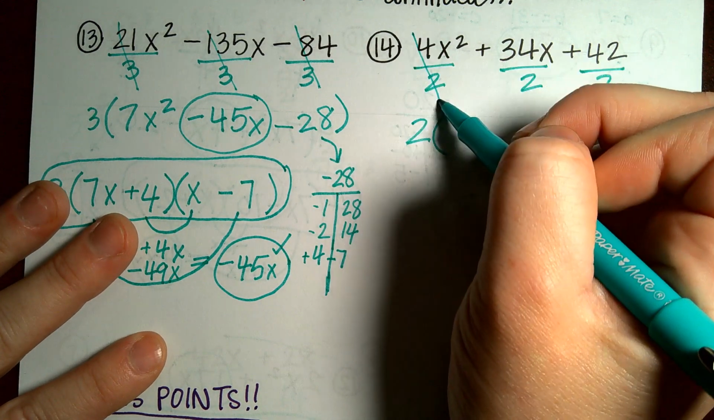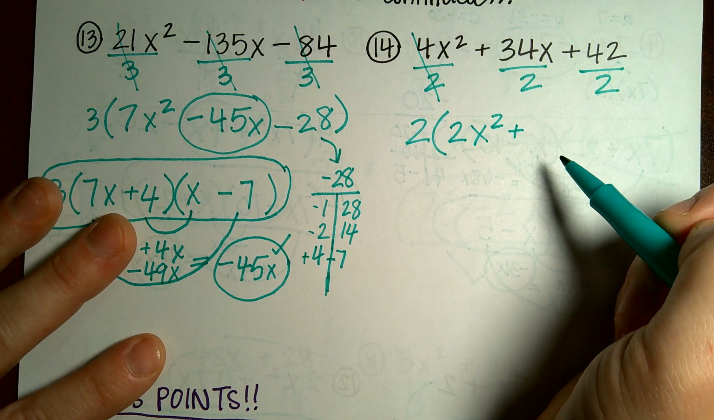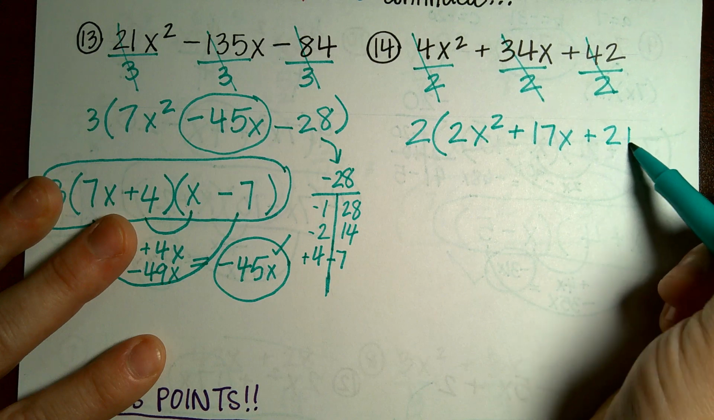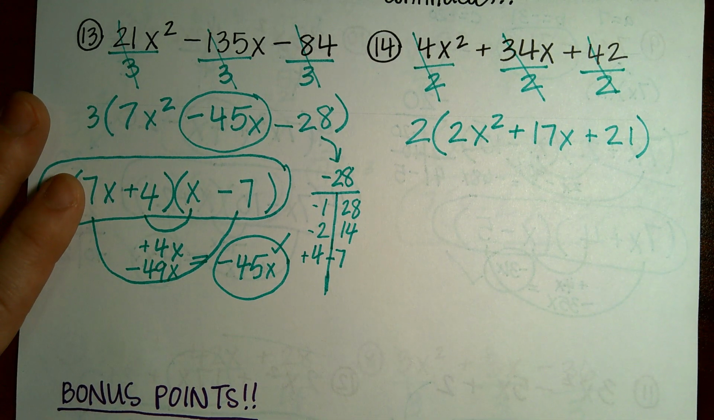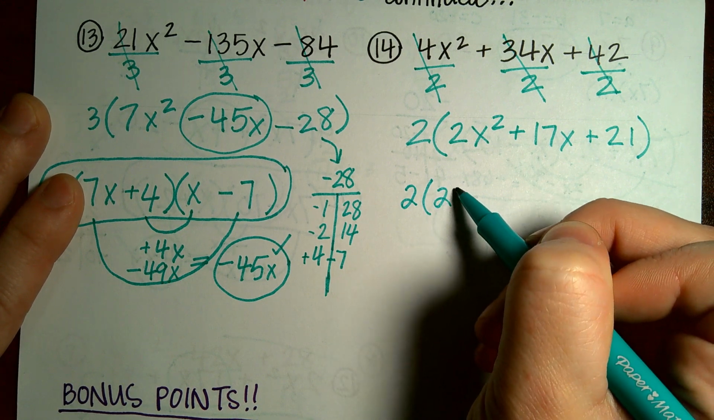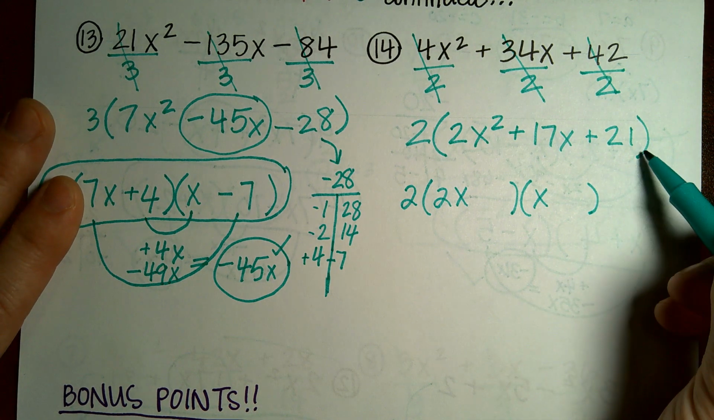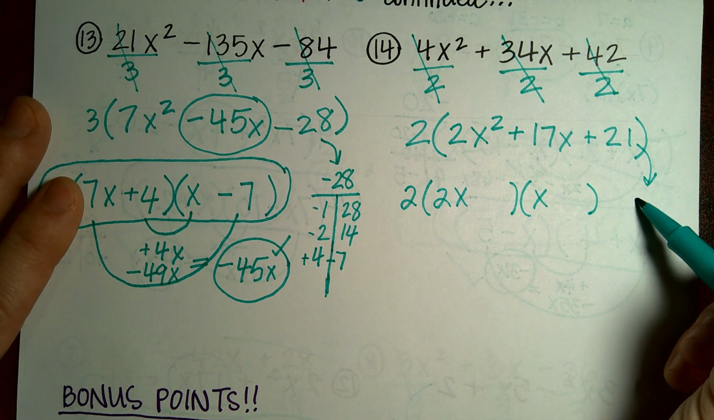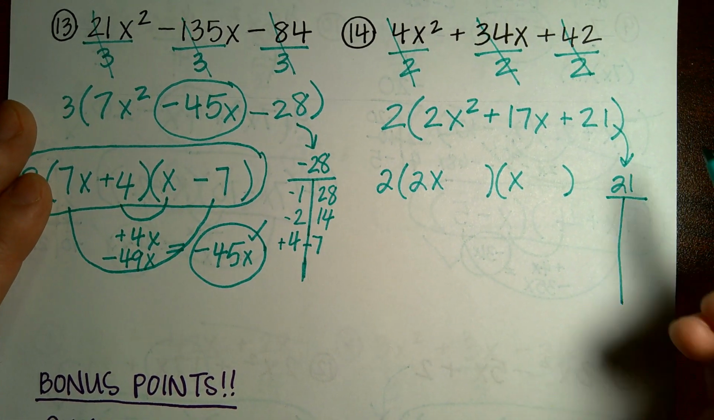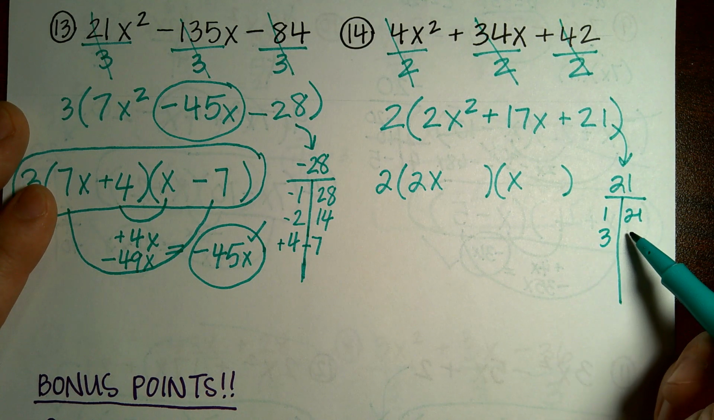We'll divide everything. We've got 2x squared plus 17x plus 21. All right, so what's our answer going to look like? 2 parentheses, 2x, parentheses, x. And we'll do the same process, factors of c. So we've got 1 and 21, 3 and 7.